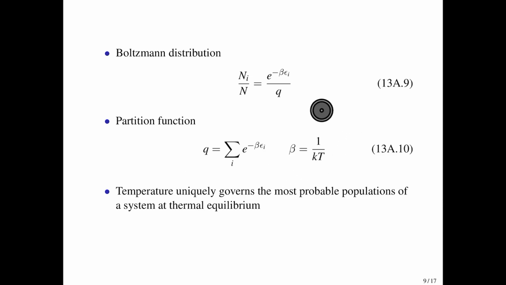Although we can't prove this in this section here, you can show with some additional manipulations that beta is equal to 1 over k times T, where T is the temperature of the system. And this shows that the most probable distribution, the Boltzmann distribution, depends only upon, the only parameter it depends upon is the temperature of the system. So just to give you one final point here, the Boltzmann distribution allows you to predict the probabilities or the populations of different microscopic states at a given temperature.